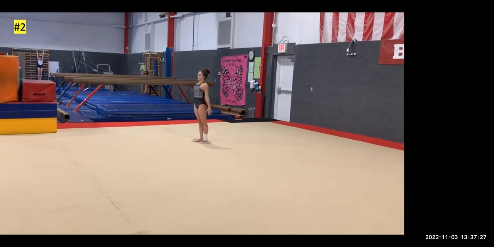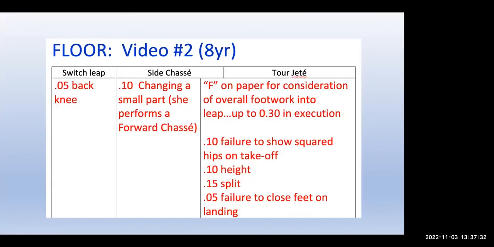Okay. See if you caught any mistakes there. So on the switch leap, 1/2 tenth for her back leg being bent a little bit, then changing a small part. All of the entrances into the tour jeté, the IEC, the International Elite Committee, wants a side chassé entrance. So just like in our level 3 routine and 4 routine and 5 routine in the development program, the expectation is a side chassé. And if they do a forward chassé, just like in our compulsories, this is a small part that she has changed, and the deduction is 1/10.